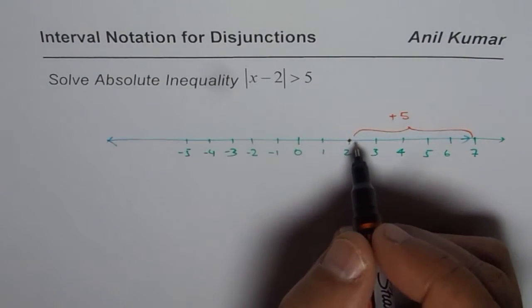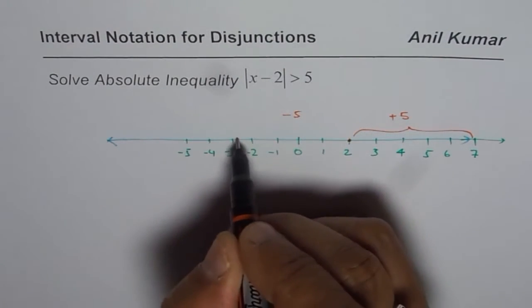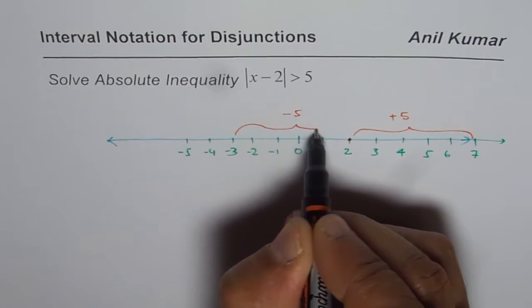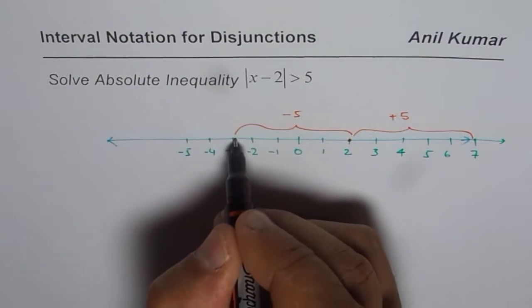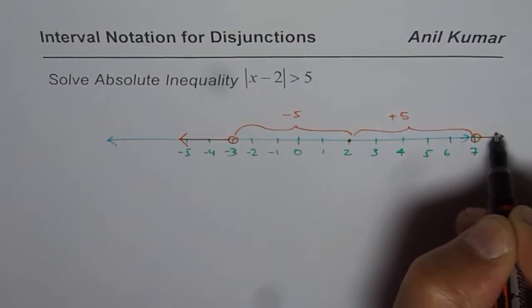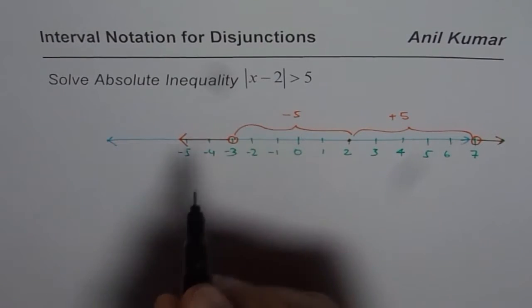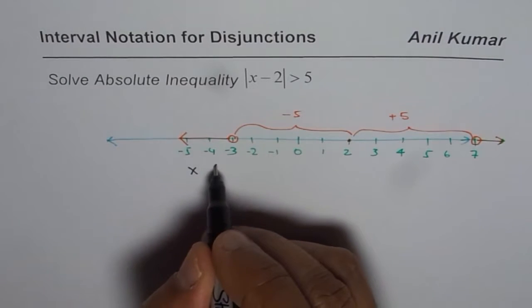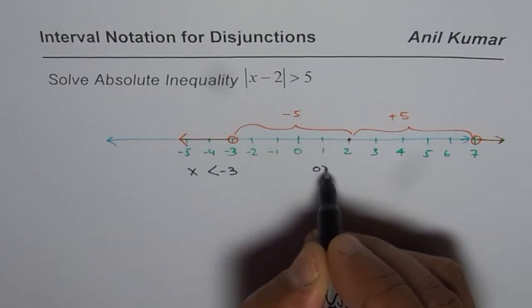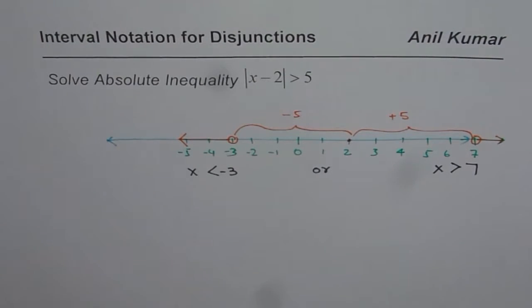It could be plus 5 or it could be minus 5 also, correct? So 5 units on this side will bring you to this point. Greater than means further away, and that is your solution. You understand? So the solution for the inequality absolute value of x minus 2 greater than 5 is x less than minus 3 or x greater than 7. So that is the solution.